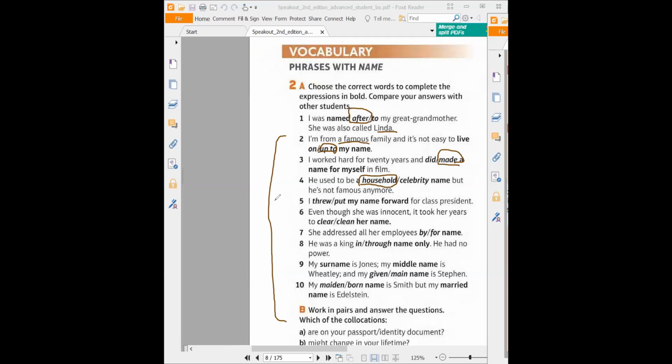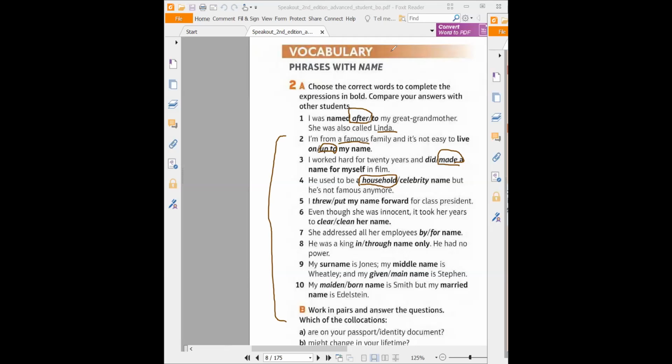Right. My turn. Well, I put my name forward for class president. Yeah, when you put your name forward, that means you want to do something, you just put it forward. Right. I think this is a little bit easy.